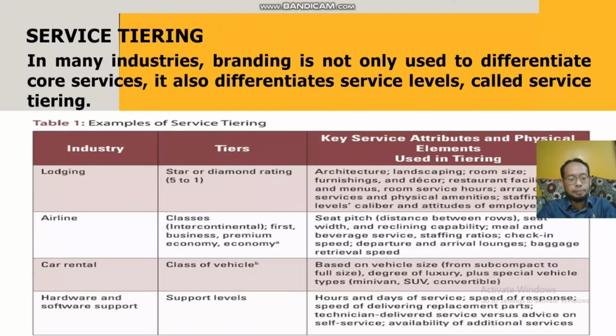Service tiering. In many industries, branding is not only used to differentiate services, it also differentiates service levels, called service tiering. The examples are as in Table 1.